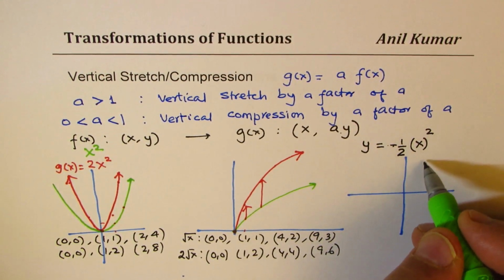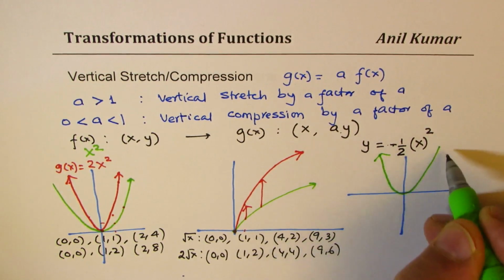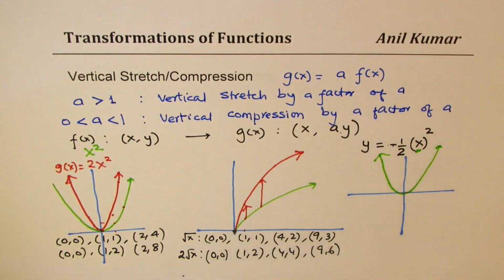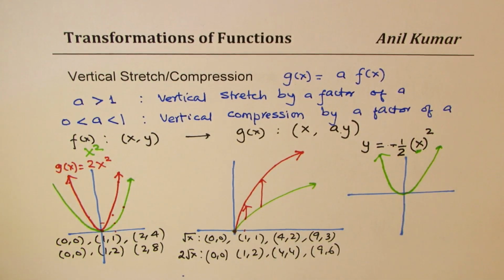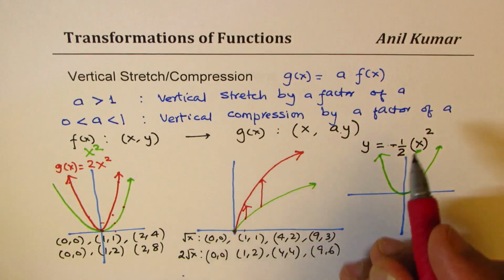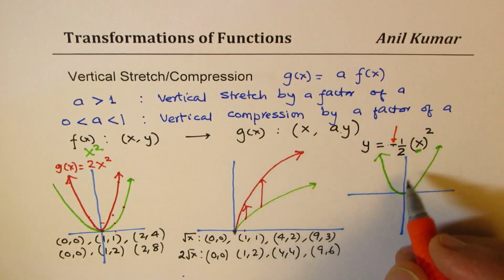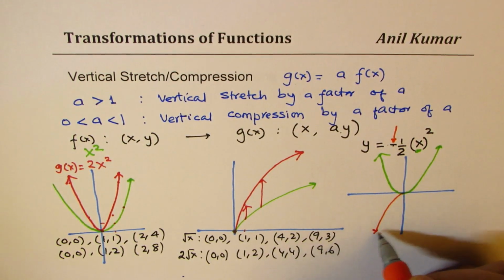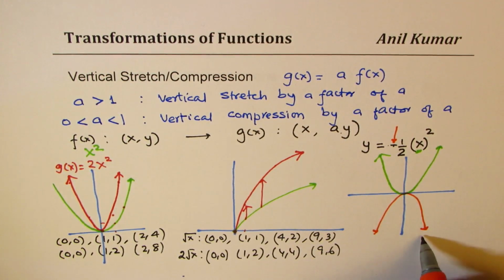So the original graph of x squared will look like this, right? So this is the x squared graph. Now when I do minus half, minus means it gets reflected, right? So first part, let's look into minus, which is reflection. So it just gets reflected. That means we are sketching minus x squared, right?